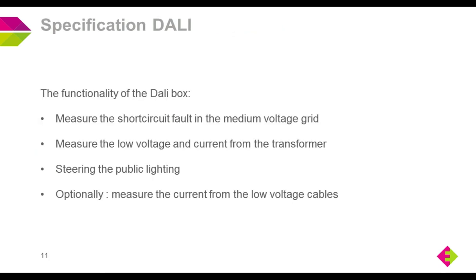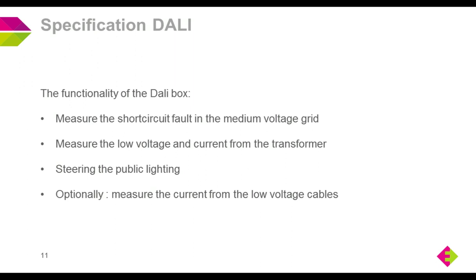We have made the specification of the DALI box, and that's to measure the short circuit fault in the medium voltage grid. On crucial points we have the switchgear, but at the other stations it is possible to measure where the fault in the cable is. So our people can go quicker to the place where the fault is. We will measure the low voltage and current from the transformer. Normally we use current meters, and 2 times a year we measure the maximum current in a station. Now we have much more to know about.